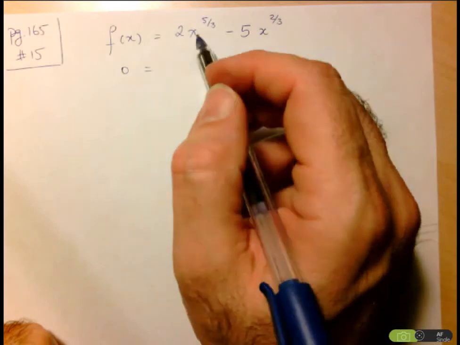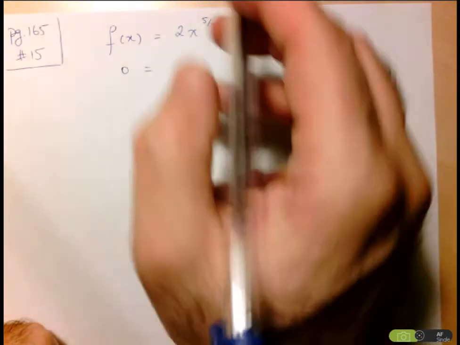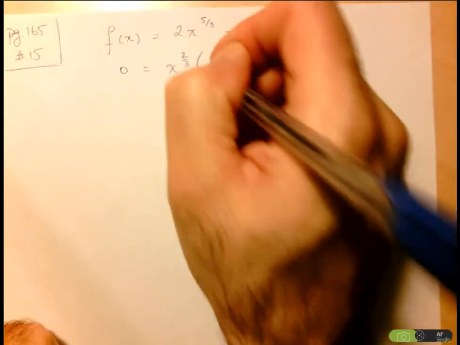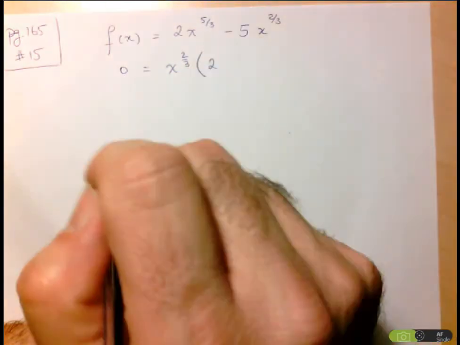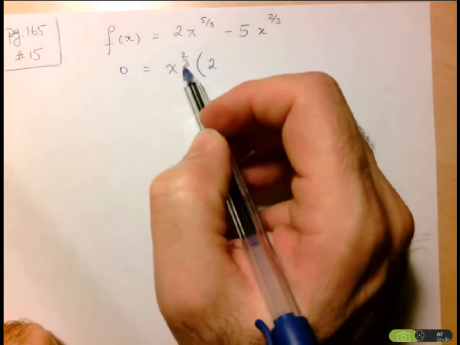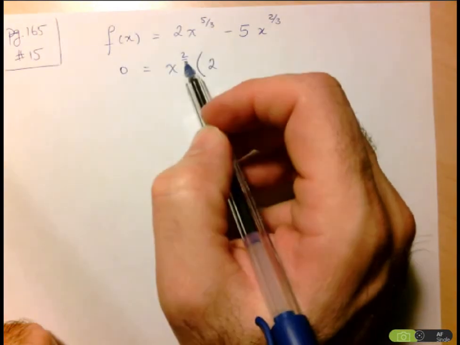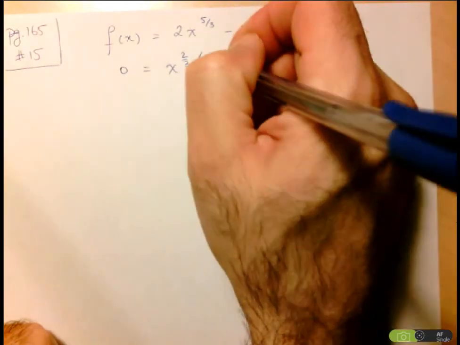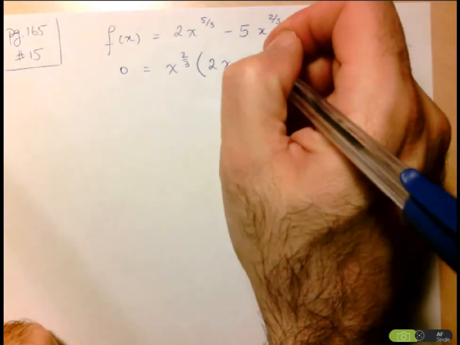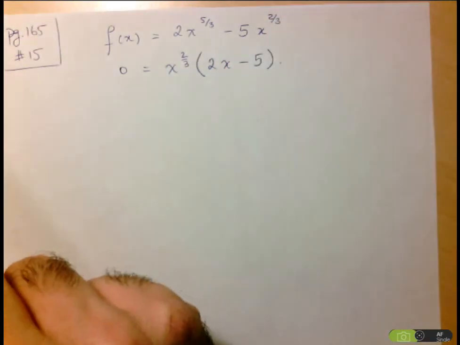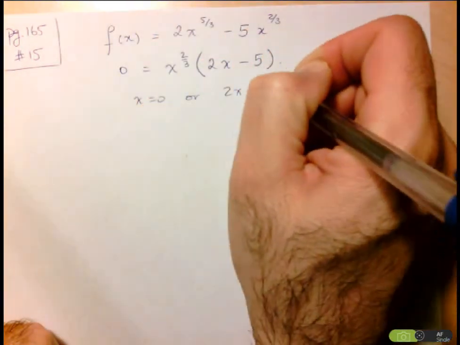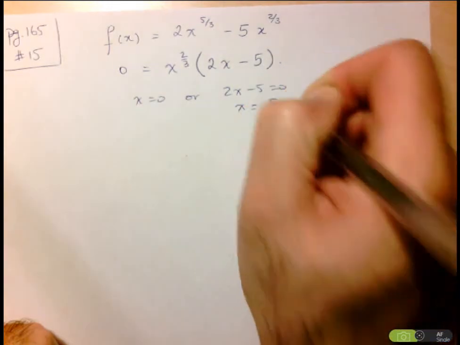I'm going to factor by the smallest power of x, which would be x to the 2/3. Some nice stuff is going to happen here because I've got my coefficient 2. When I divide x to the 5/3 by x to the 2/3, 5/3 minus 2/3 is just 3/3, or 1, so I'm just left with x. In the second term, since I factored out the x to the 2/3, I'm just left with 5. When I solve this equation, I get that either x is equal to 0 or 2x minus 5 is equal to 0. In other words, x is equal to 5/2.